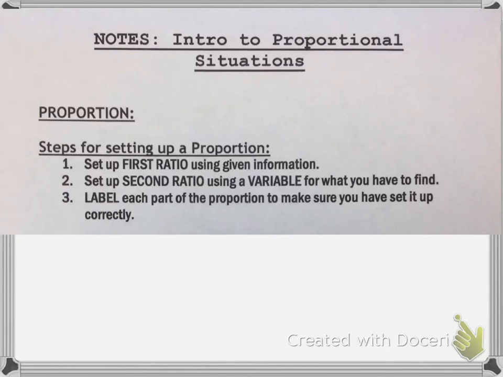Today we are going to learn about proportional situations. A proportion is two equivalent ratios.